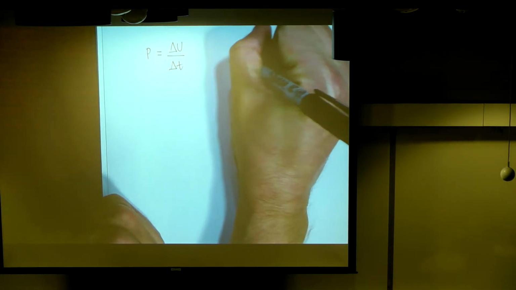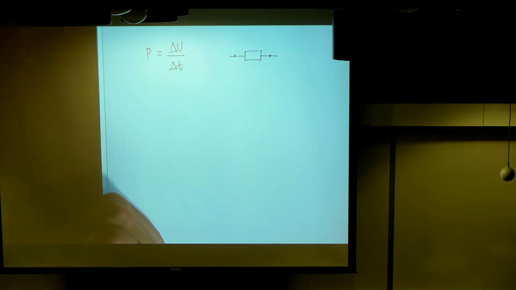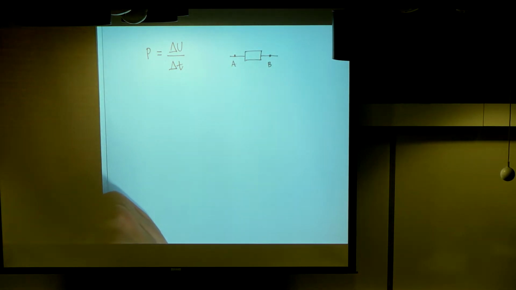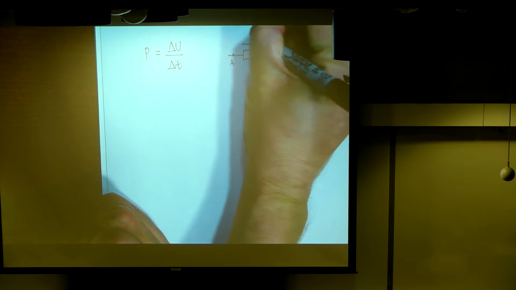And again, the picture is you have your device. I'm just going to draw it as some black box. And points A and B are at either end of the device. And again, the idea is we have current I running through it, like this.